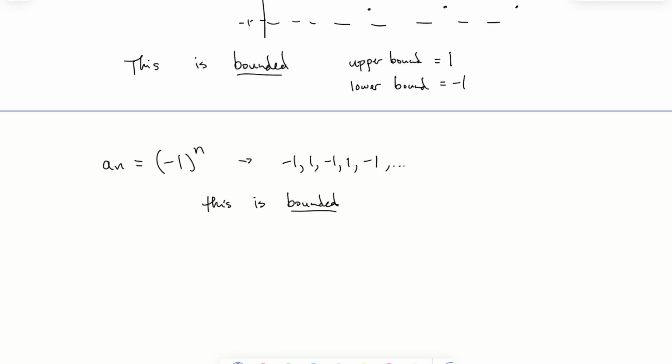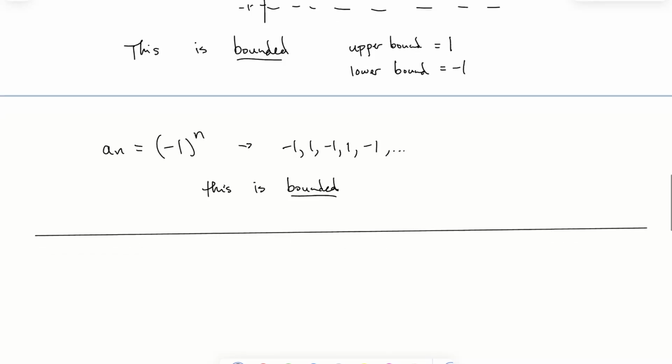I would like to say a few words about boundedness and convergence. These are kind of related. So let's talk about boundedness versus convergence. If you think about this in a certain way, you might feel like these are kind of the same thing. They are not the same thing, but actually they are kind of closely related.